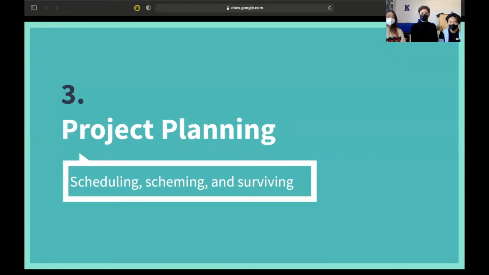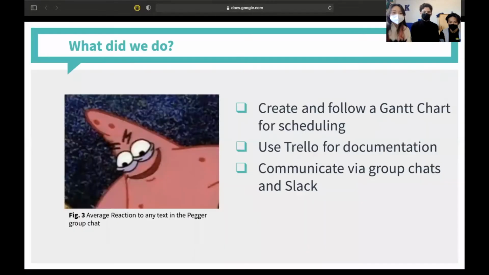Before we get into what we did, we did a little bit of project planning, even though this was a 3-day event. We first created a Gantt chart as a plan for the next few days. For documentation, we used a Trello board to record everything that we did step by step. And finally, since in engineering it's really important to communicate, we used group chats and Slack for group communication.